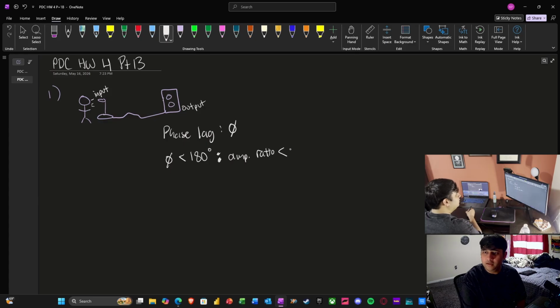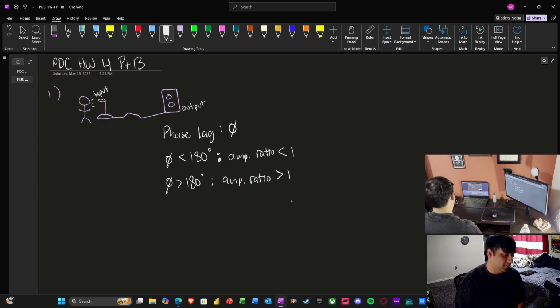will also be less than 1, and this is when it's very ideal and you won't see the feedback. However, if it's greater than 180 degrees, then your amplitude ratio is greater than 1, and that's when you will find feedback and it starts screeching and playing not the stuff that you want to play, and it's going to be very off.